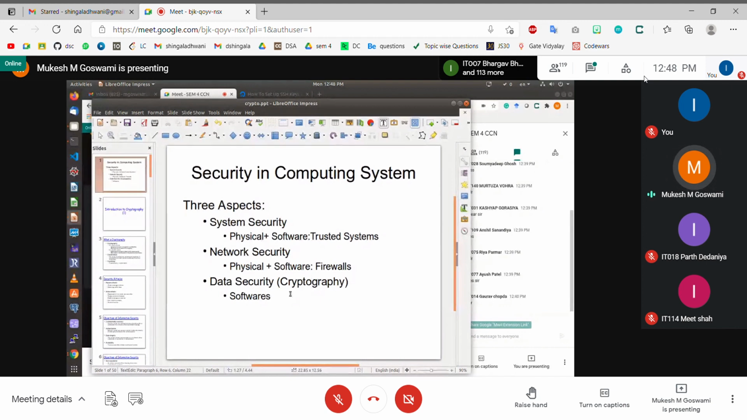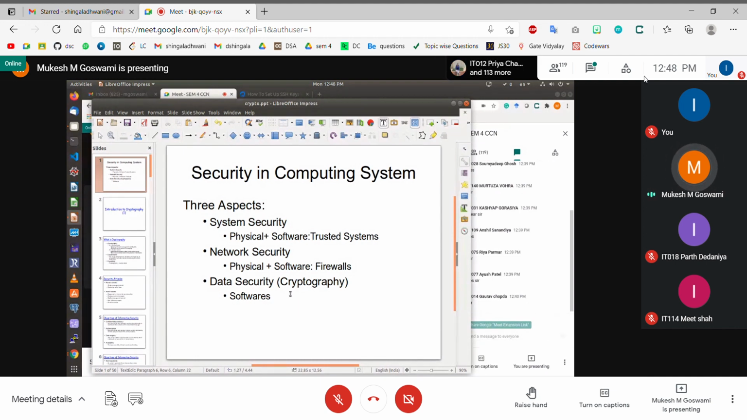You have to consider the security of individual computers: who can access, who cannot access. You have to consider the security of the network: who can connect to your network, who cannot connect to your network. And then at the third level, you have to make sure of the security of data, that is, who can read, write, and interpret the data, right?